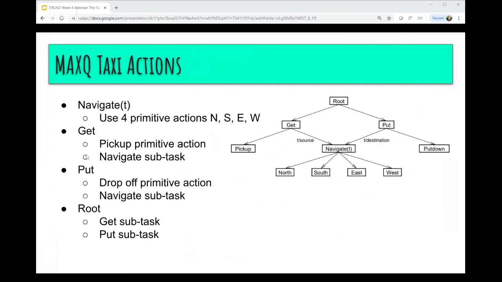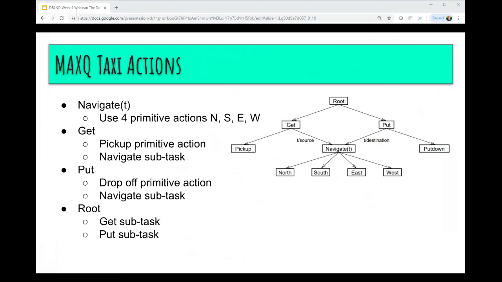So for the get subtask, there's actually 2 actions that can be taken, and one of them is a primitive action, which is to pick up a passenger. So pickup itself is one of the ones from the earlier task. But here we add a new task called navigate, and navigate is not a primitive action. It's an entire task. It's an entire subproblem to be solved. So that subtask is just an action in the context of the get subtask. And likewise, put has the primitive action drop off the passenger, and it also shares the navigate subtask, the same one that was used by the get subtask.